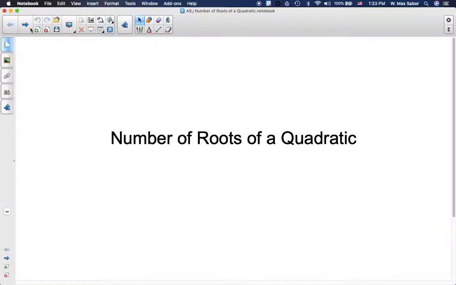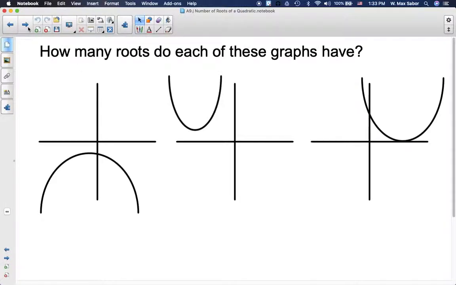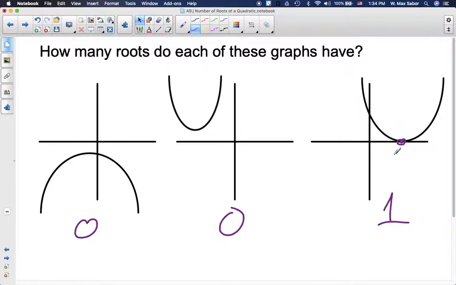The number of roots of a quadratic. Well, roots, remember, are where they cross the x-axis. They're x-intercepts. So this one never crosses it, so it has 0. This one also never crosses it, so it has 0. This one crosses once. It happens to be the vertex. If a parabolic function, a quadratic function, crosses the x-axis once, it will be the vertex.